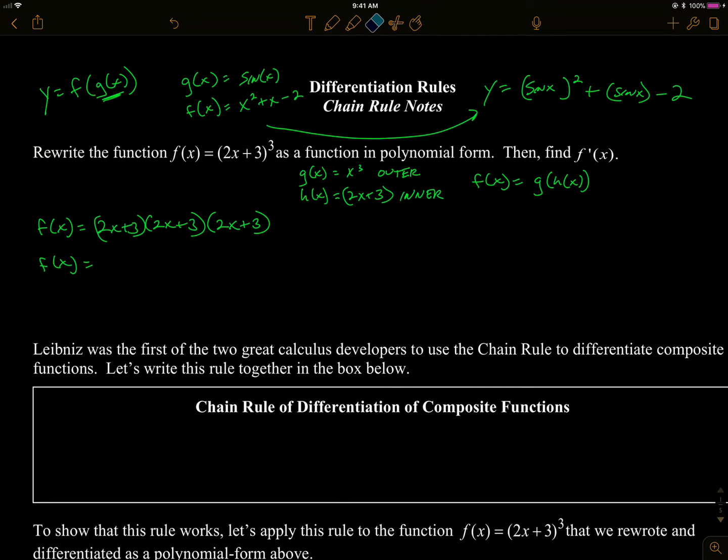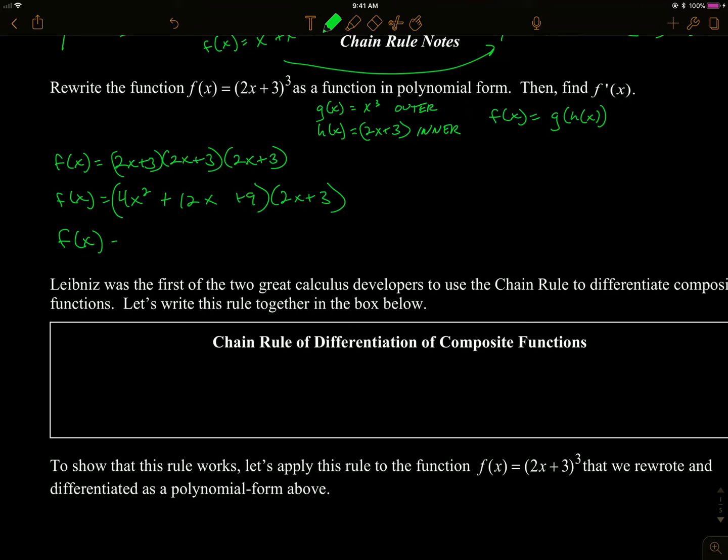So I'm going to get 4x squared plus 6x plus 6x plus 9 times 2x plus 3. Of course, the 6x plus the 6x becomes a plus 12x. Now when I multiply again, I'm going to get 8x cubed plus 24x squared plus 18x. Now I distribute the 3: plus 12x squared plus 36x plus 27.